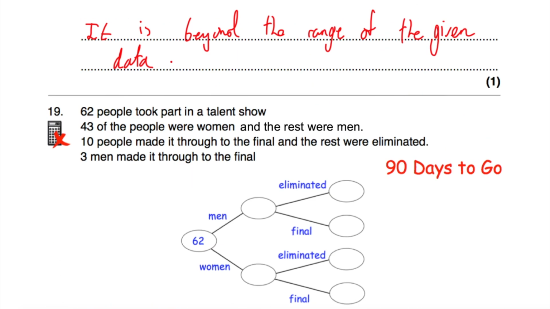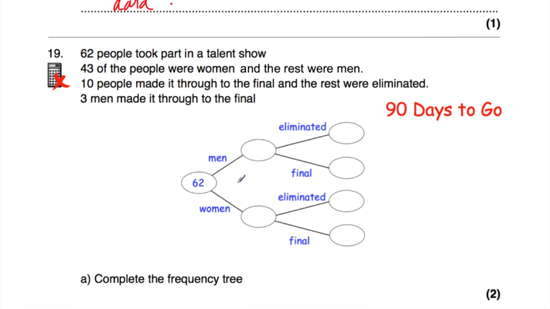Okay, let's look at question number 19. So question number 19 is a frequency tree question. We've got 60 people took part in a talent contest. 43 were women and the rest were men. So 43 women. The rest are men, so we're going to do 62, take away 43, and that's equal to 19. So that means there was 19 men and 43 women.